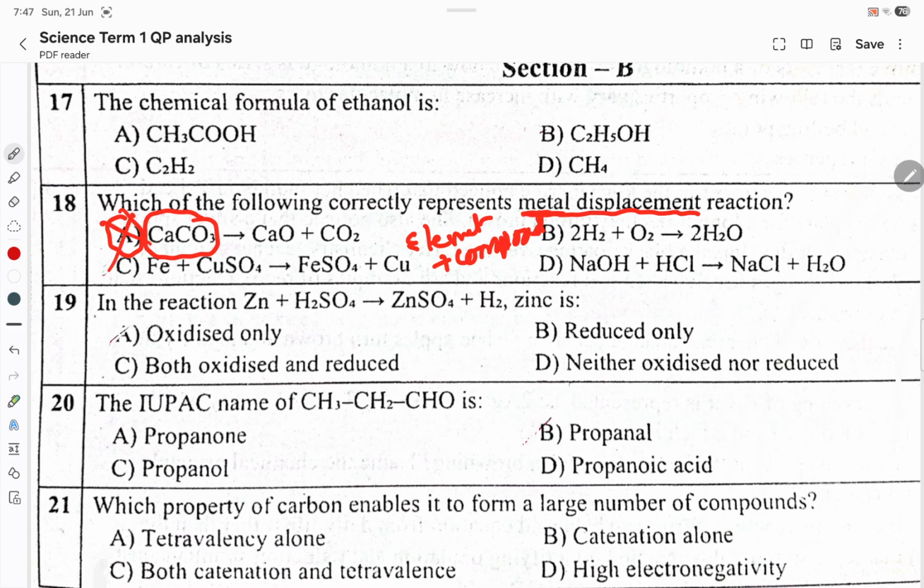Now let's go to option B. In option B, we have no metal here. Hydrogen and oxygen are both gaseous non-metals. So this is also not going to be your answer.